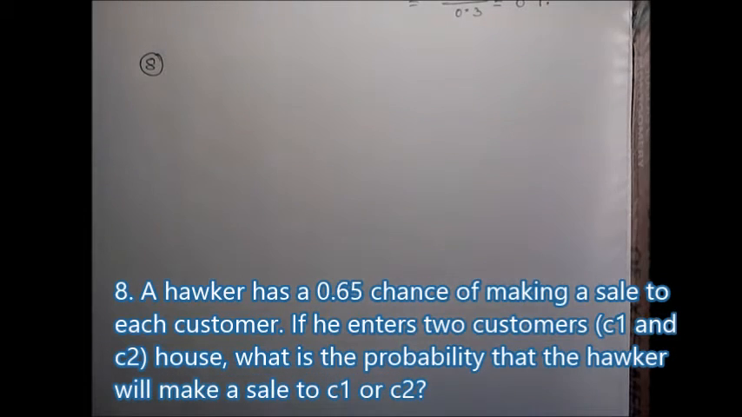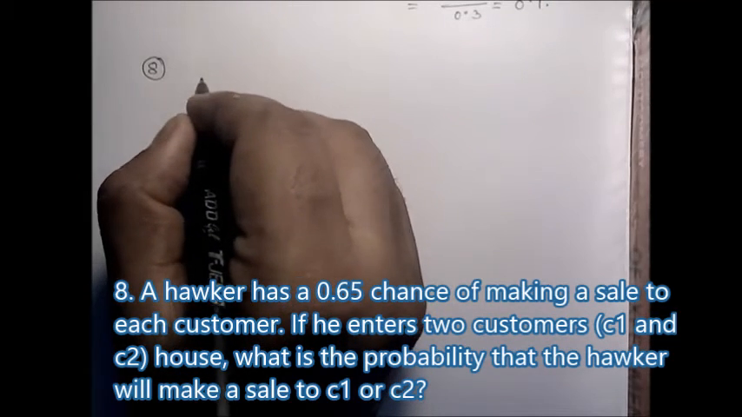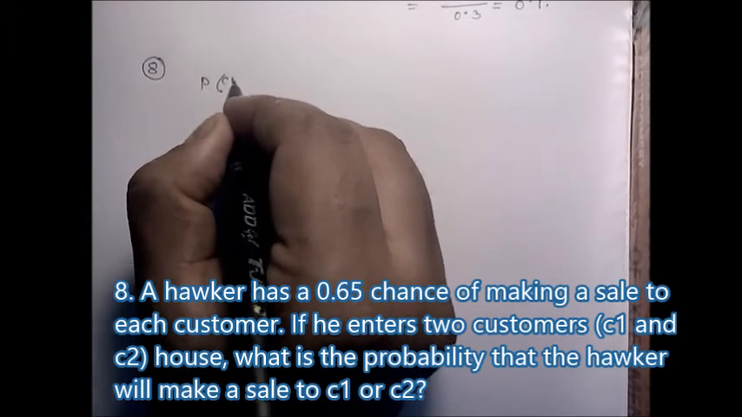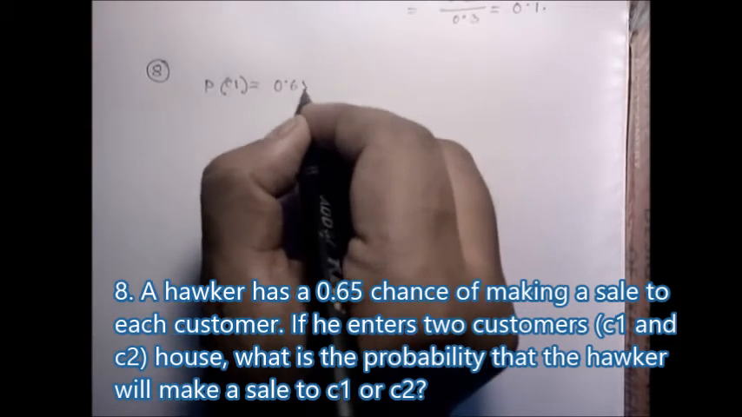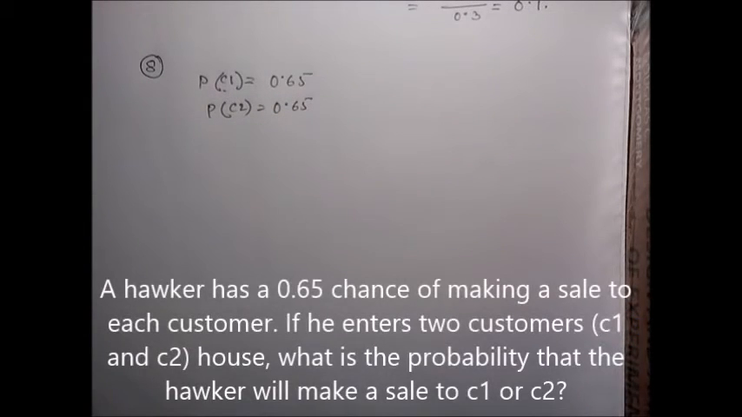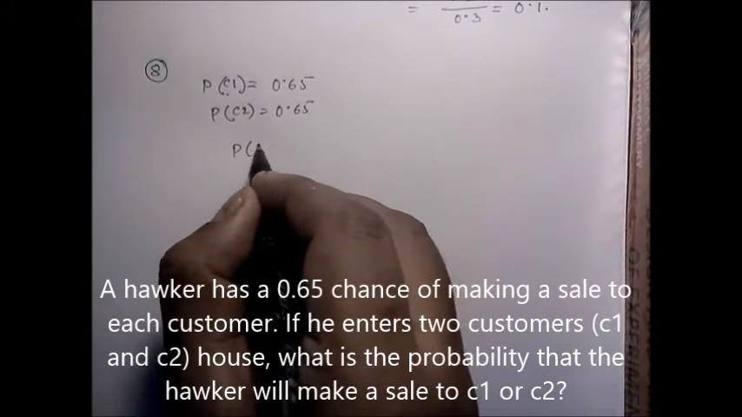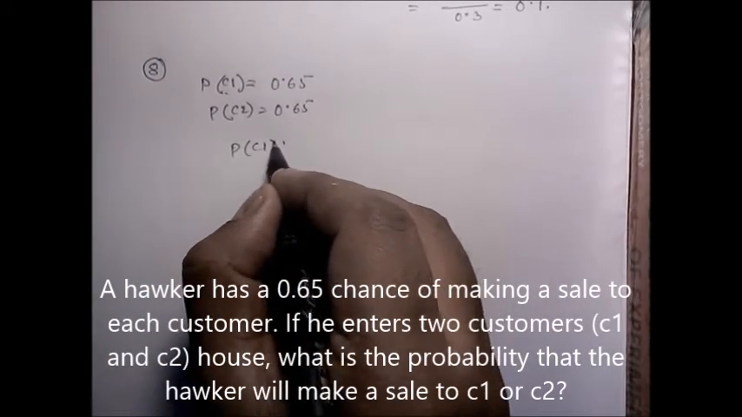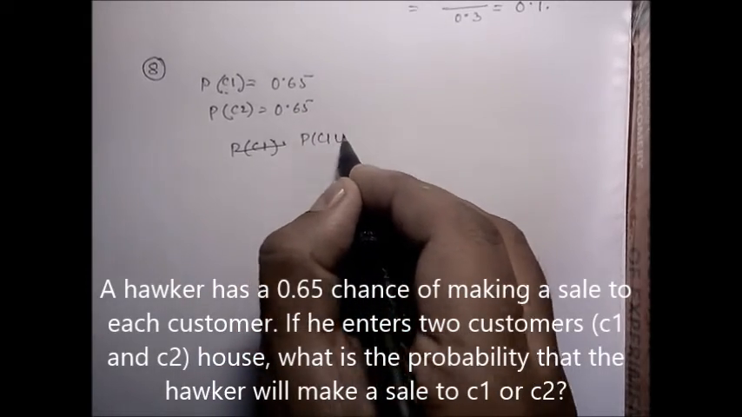8th problem. A hawker has a 0.65 chance of making a sale to each customer. So probability of customer 1 is 0.65. If he enters 2 customers, C1 and C2. Clear? What is the probability that the hawker will make a sale to C1 or C2? So probability of C1 or C2.